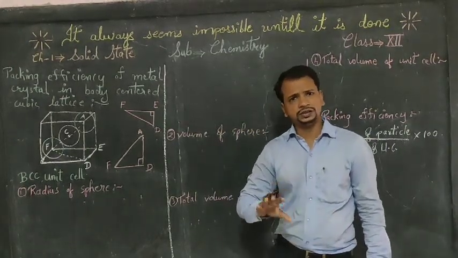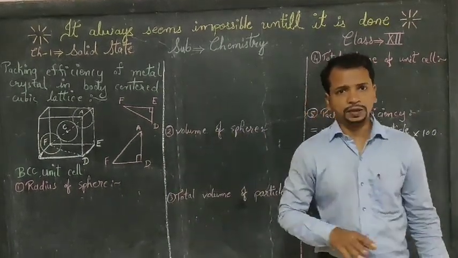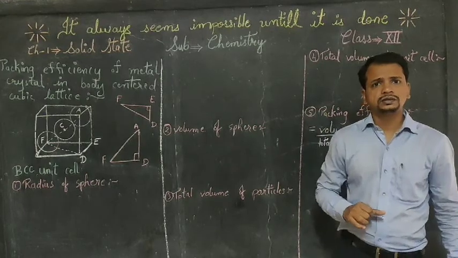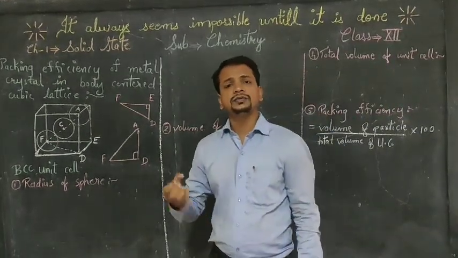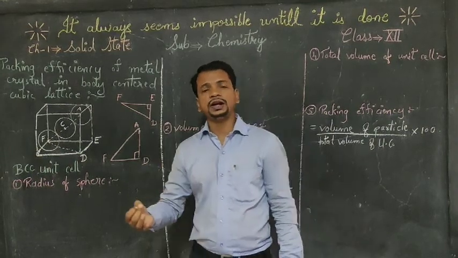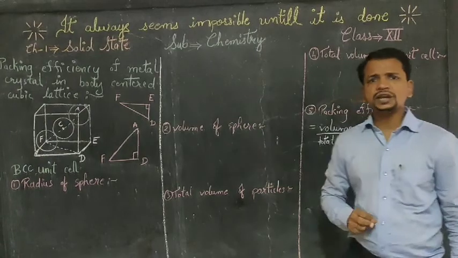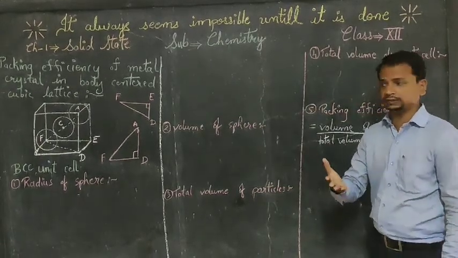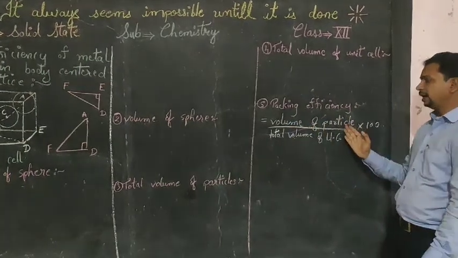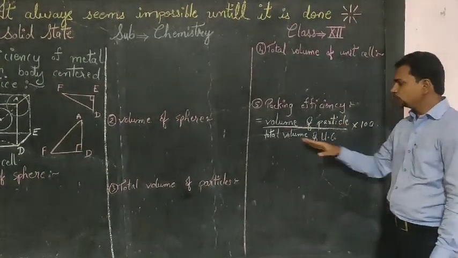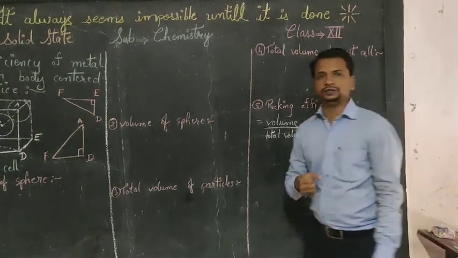Packing efficiency we have learned. We have seen the definition of packing efficiency. Packing efficiency means in the unit cell how much part will be filled up and how much part will be vacant. That is the packing efficiency. And we have seen the formula last time: volume of particle divided by total volume multiplied by 100. That is the packing efficiency.